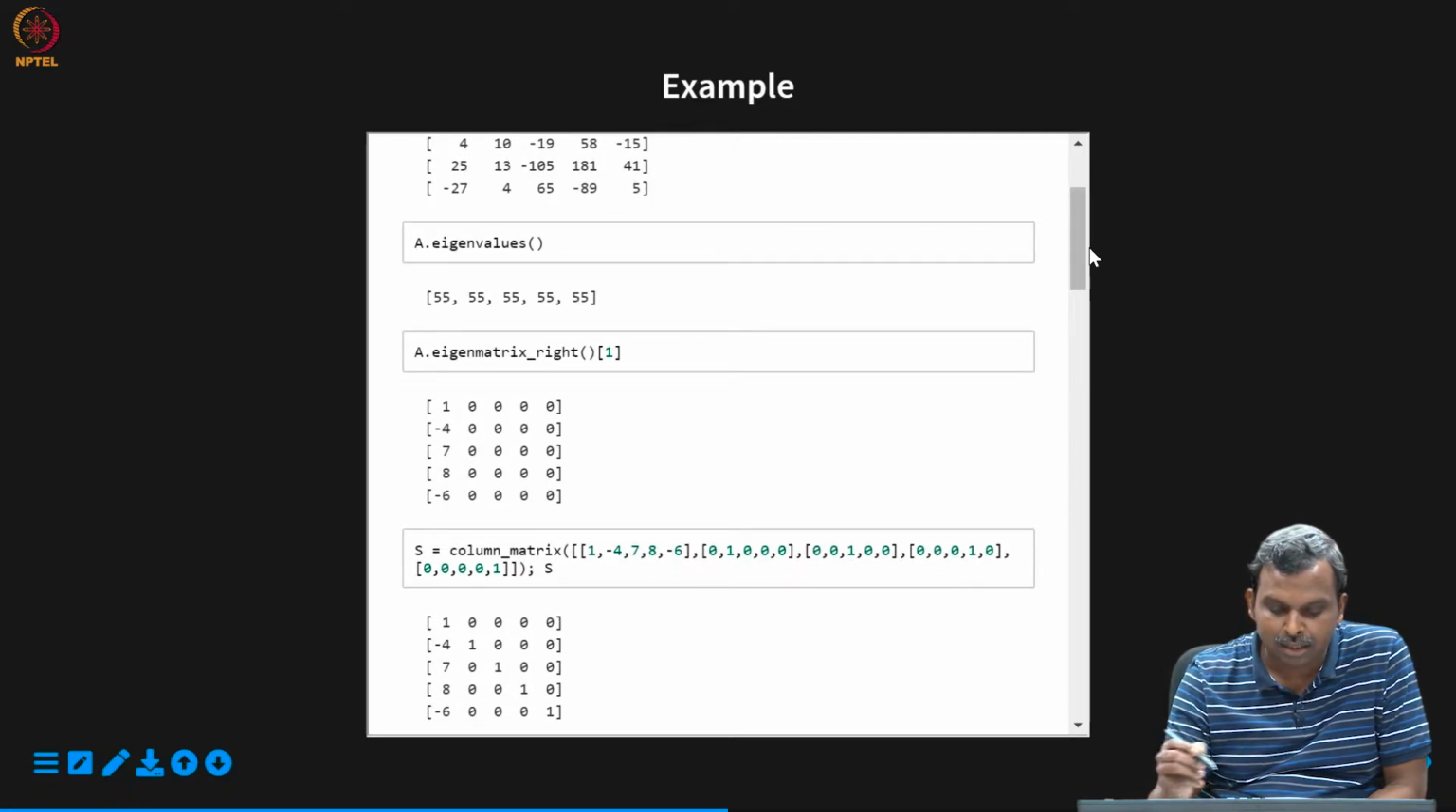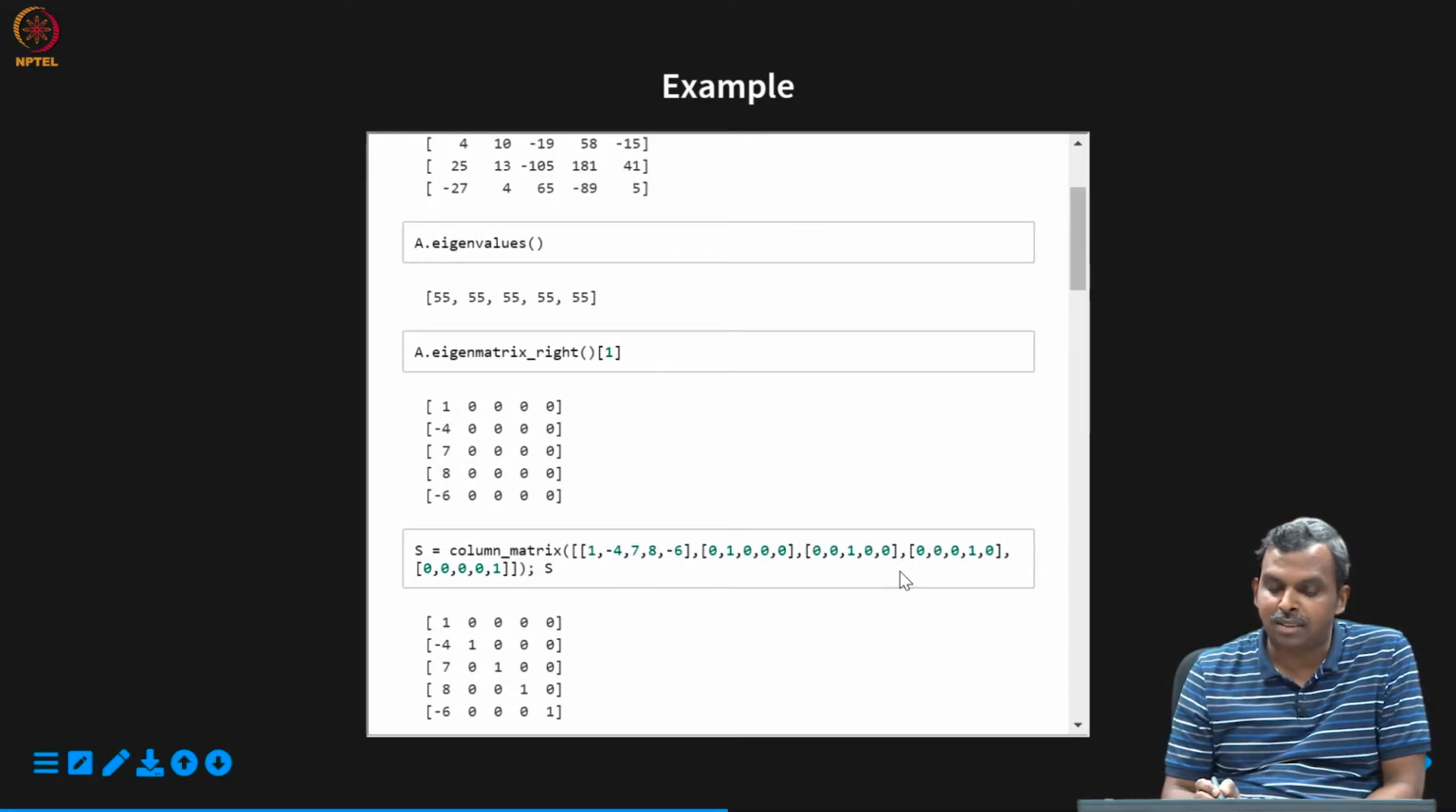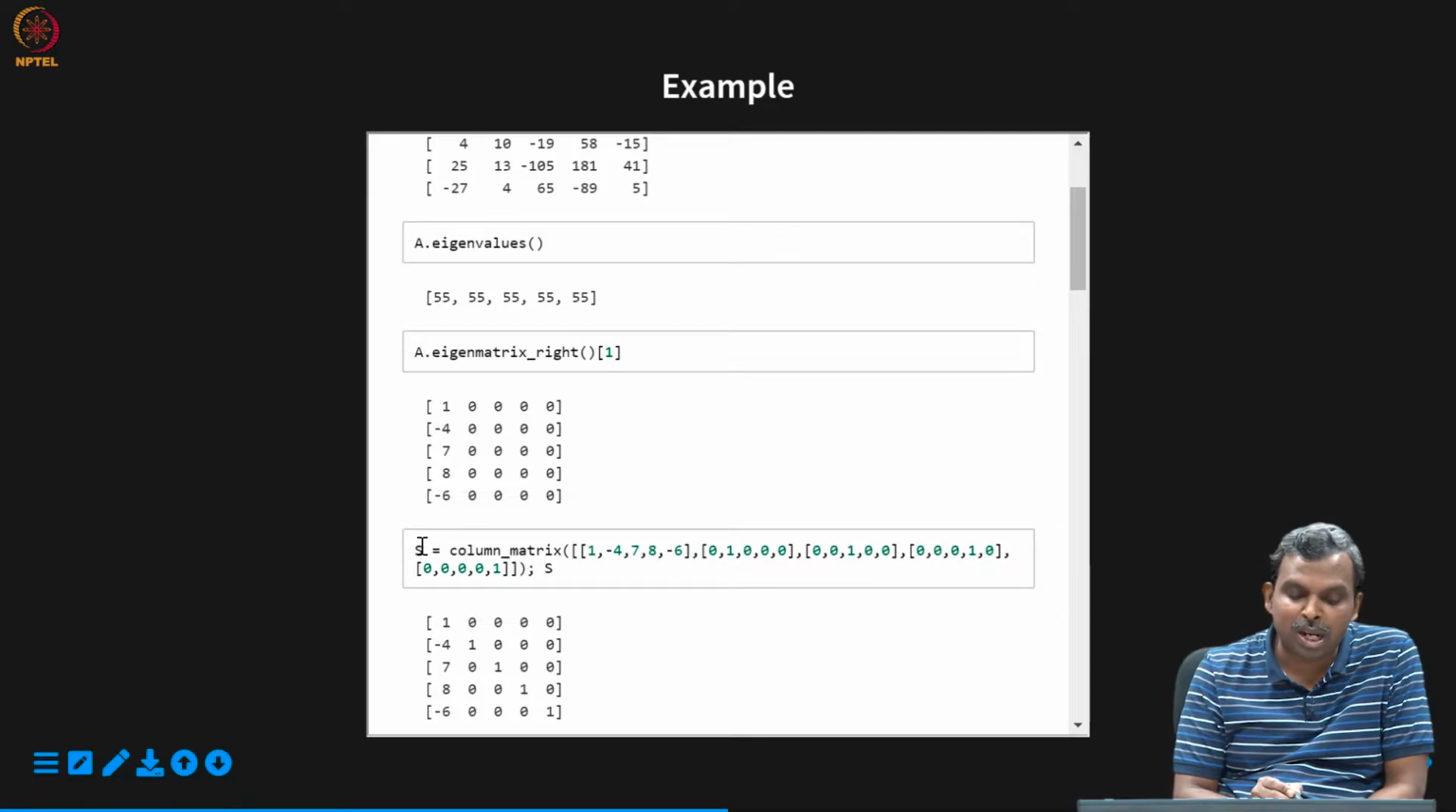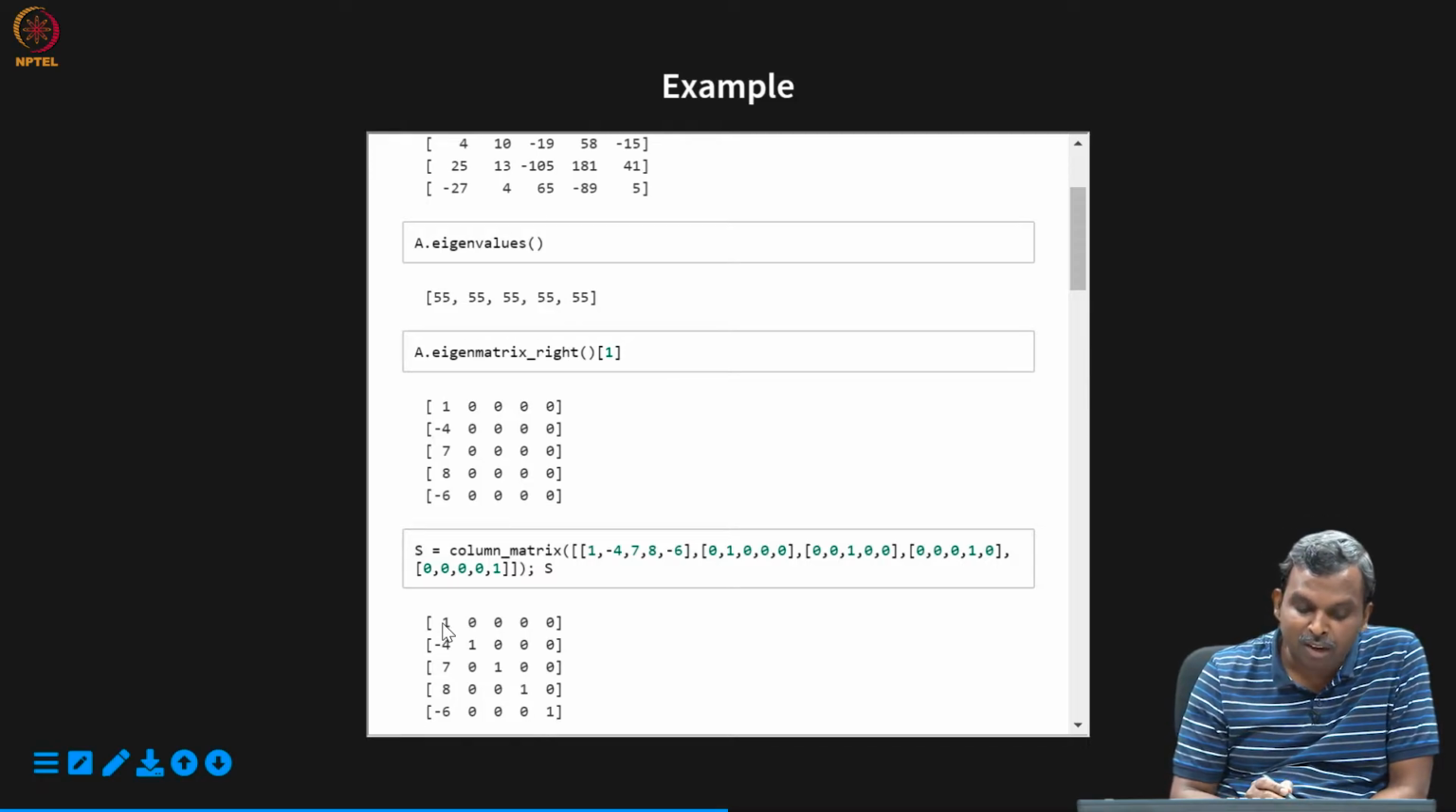Once I have this eigenvector, what is it that I can do? I can make a change of basis. How do I do a change of basis? I have to come up with this matrix S, where every column is the new basis I want to go to. I have my first vector, which is the eigenvector, 1, minus 4, 7, 8, minus 6. How do I pick the other ones? I simply extend. I know how to extend. I just pick the standard basis: 0, 1, 0, 0, 0, then 0, 0, 1, and so on.